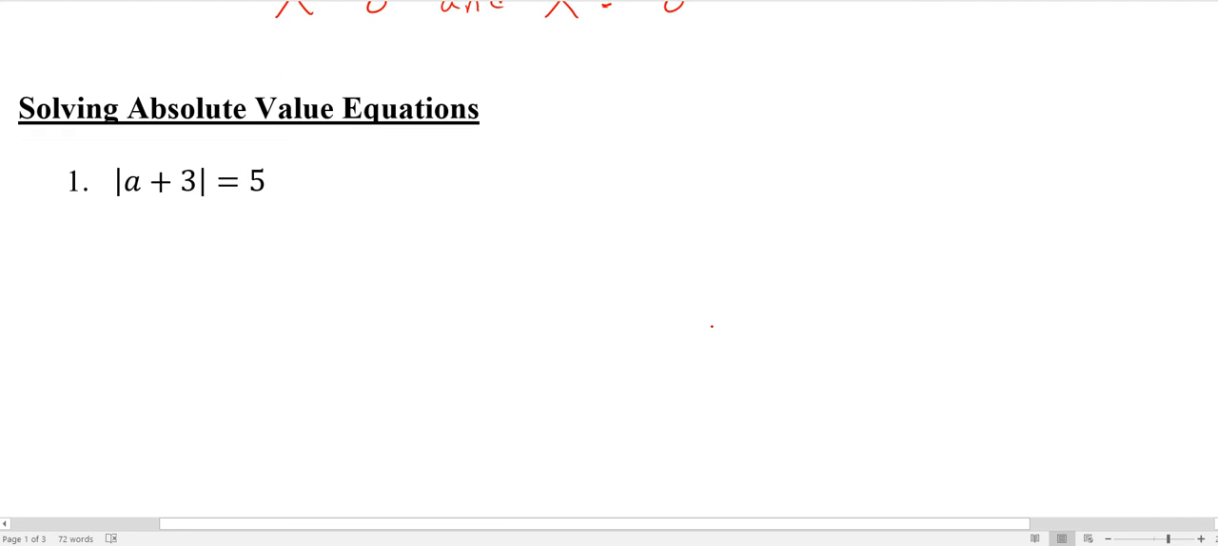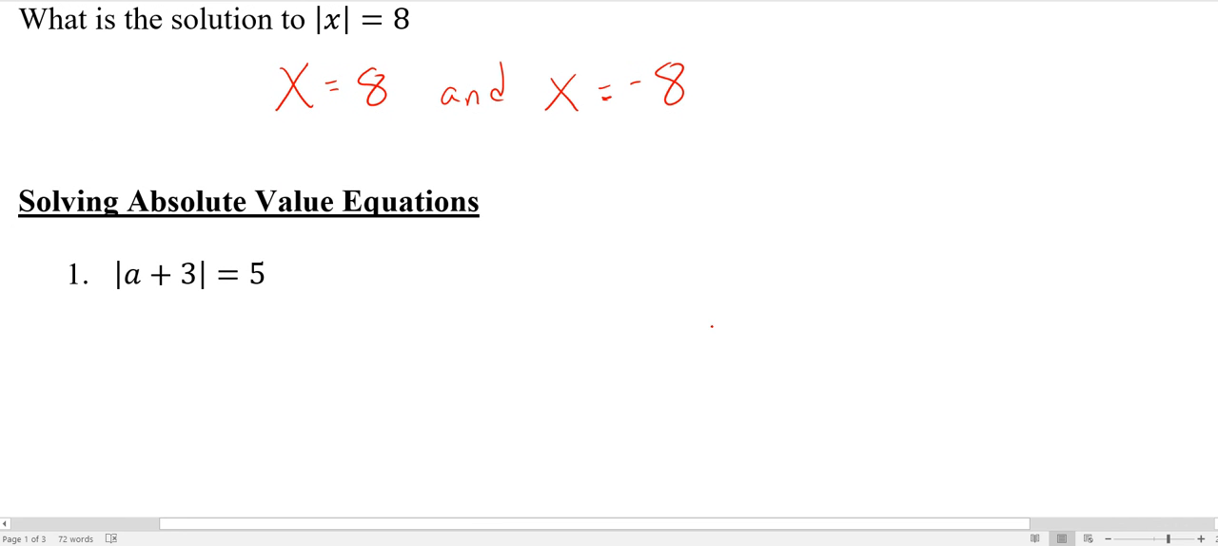Now we can use that same concept as we solve absolute value equations. If you think about what we just did, we said x, which was what is inside the absolute value sign, is equal to 8. So we can take what's inside here, a plus 3. That's going to be equal to the constant on the other side, which is 5.